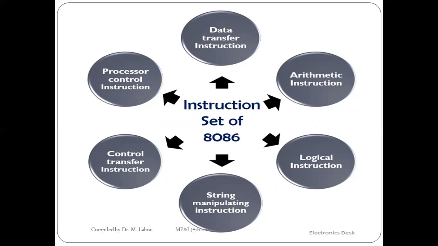So there are 6 instruction groups in the instruction set of 8086. That means similar types of instructions which perform similar types of functions are grouped into one set: data transfer instructions, arithmetic instructions, logical, string manipulation, control transfer, and process control instructions. So let us see them one by one.